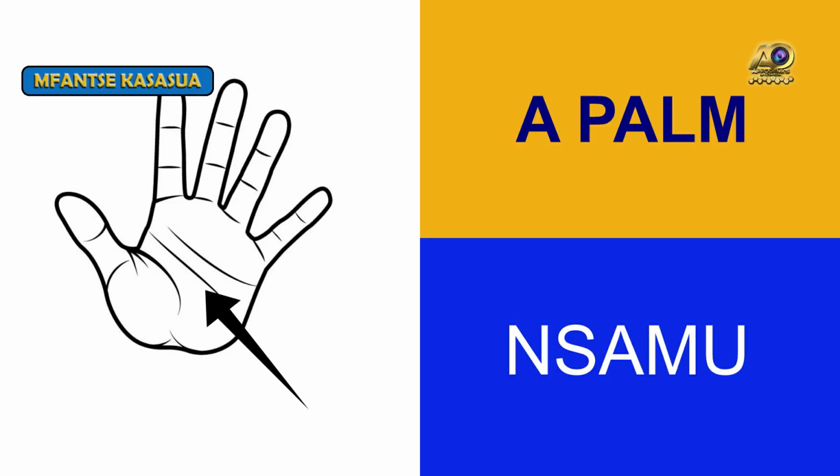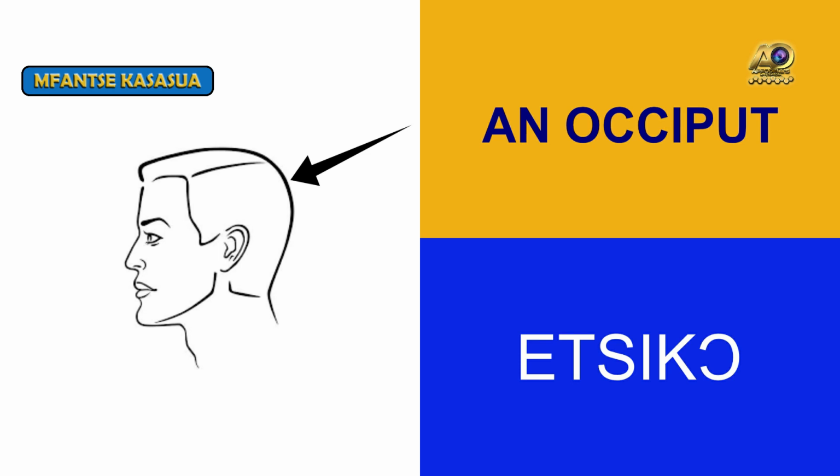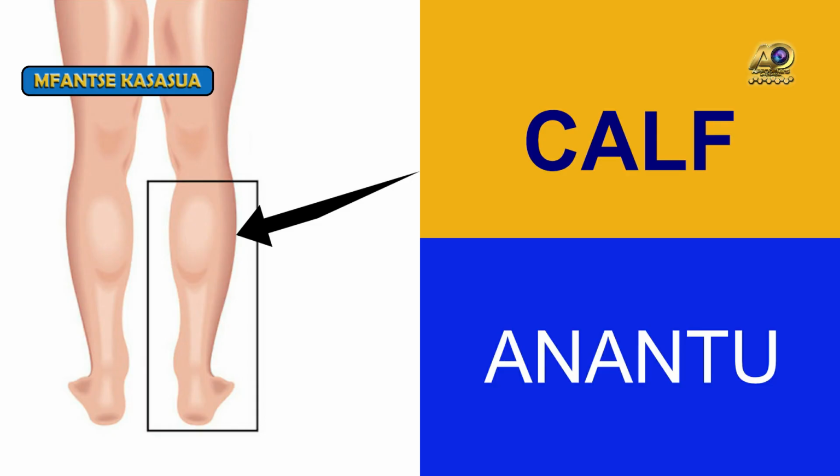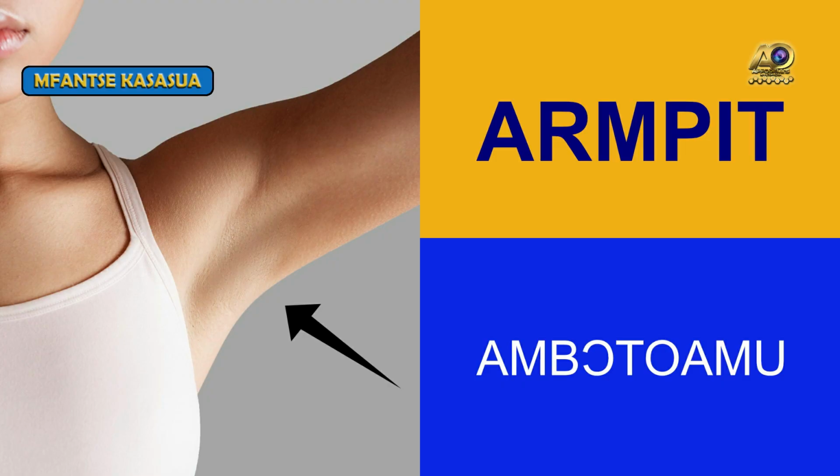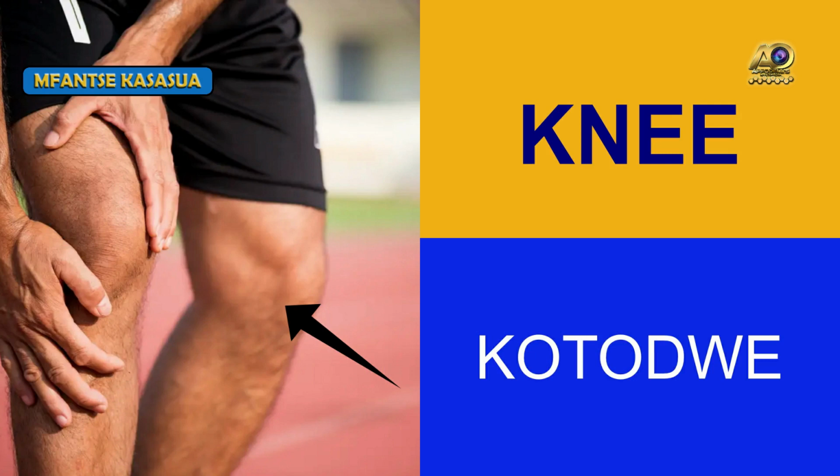A palm. Insamu. An occiput. Etiko. Calf. Anentu. An ankle. Nanje. Armpit. Ambotuomu. Knee. Kotoje.